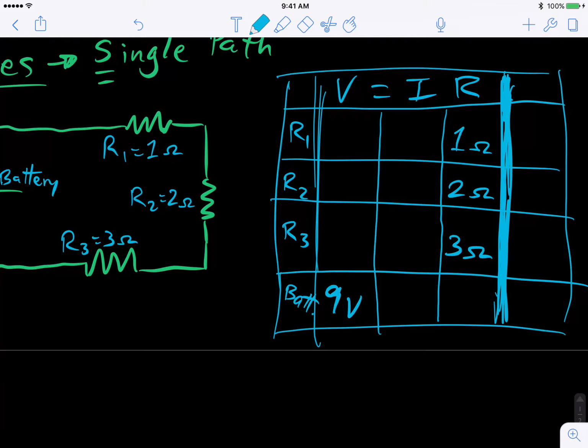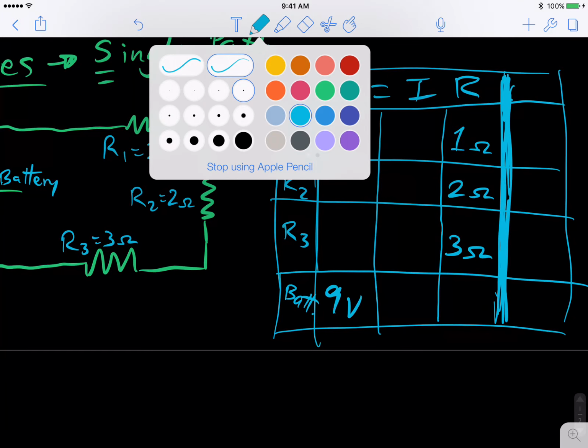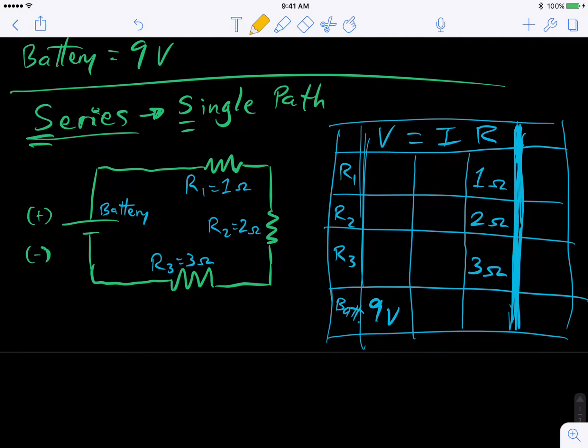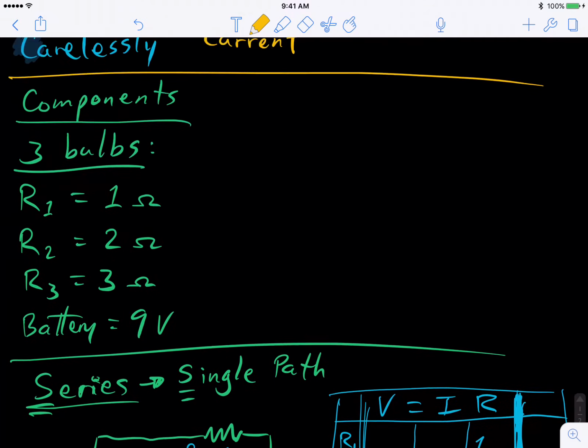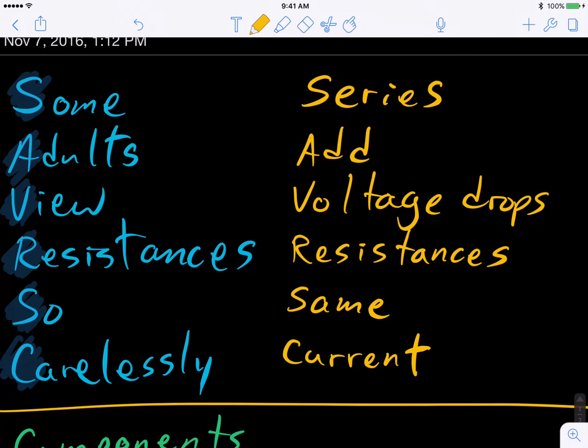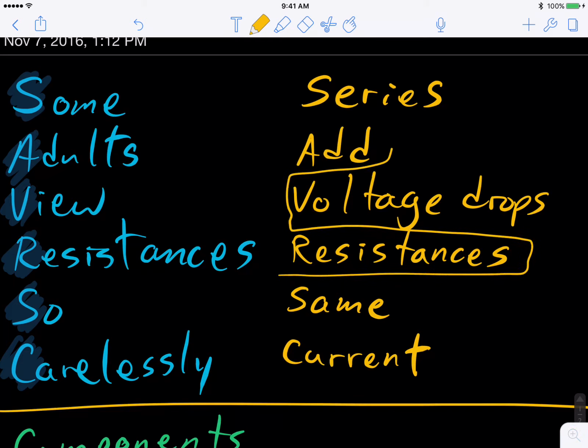Okay, now I've put all my givens in the chart in this blue, and I'm going to switch colors to indicate the things that I have to go searching for. So let's use maybe this nice yellow color here. And all the yellow things are going to be things we had to go find. So let's go back to our rules. In series is going to add voltage drops and resistances. And that's what I want to play with now. Let's look at how series adds resistances to get the total.